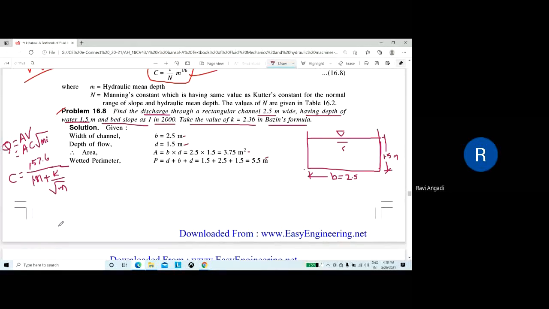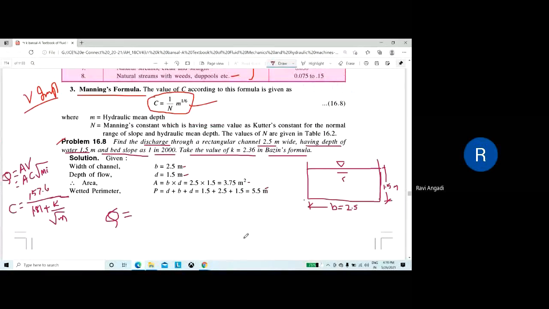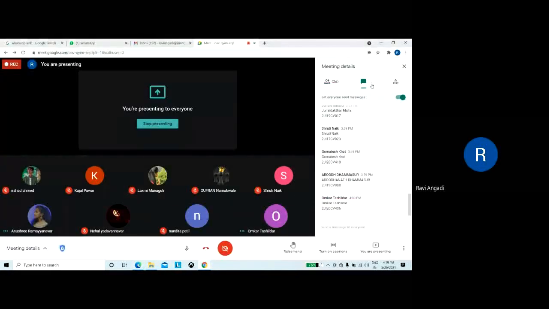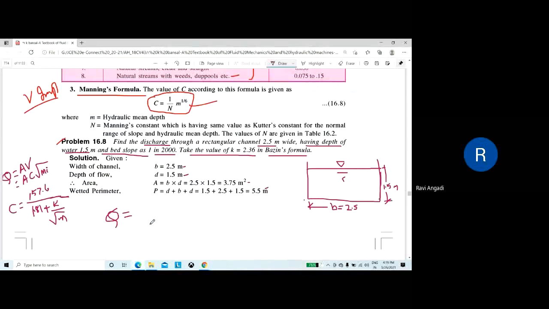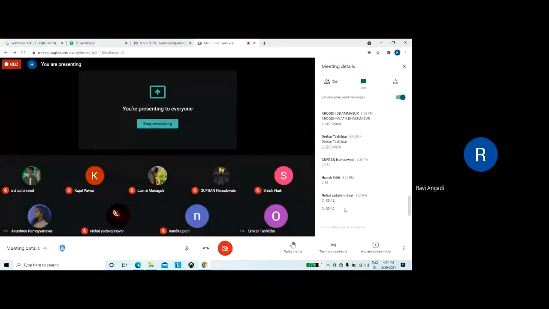All of you, I want the value of Q. Calculate that value of Q and tell me the answer. That's why I told you to write the equations of C for solving the problem. You can write that value in the comment box here, in the chat box, so I'll check the answer. All of you write your answers.